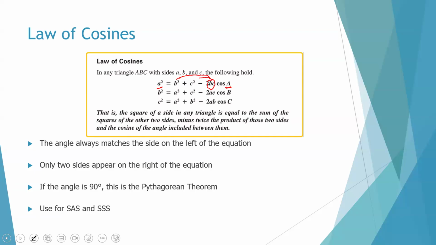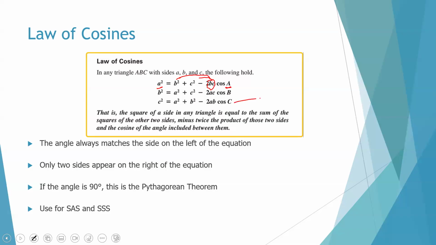So the square of a side in any triangle is equal to the sum of the squares of the other two sides minus twice the product of those two sides and the cosine of the angle included between them. The angle always matches the side on the left of the equation. Only two sides appear on the right of the equation. And if the angle is 90, it actually is the Pythagorean theorem.